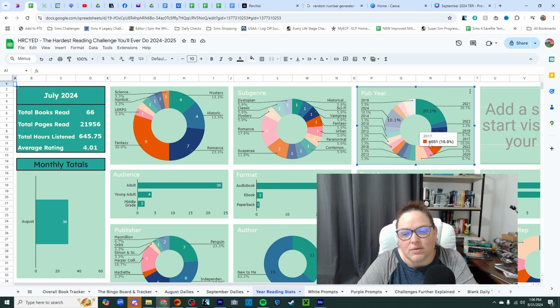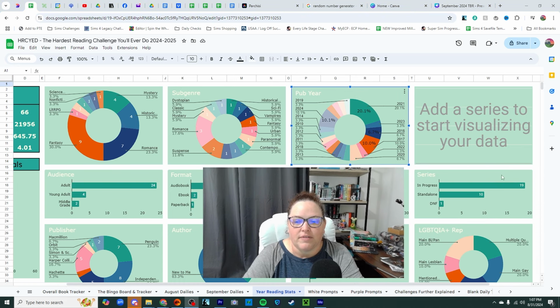Also, 10% were in 2017 as well. 6% were in 2016. I just have been reading books from all over the place. It's not even on here, or maybe it is and I just can't see the slice. There was one book from 1946 and one book from 1977. In the midst of all the rest of these, I had those two books as well.